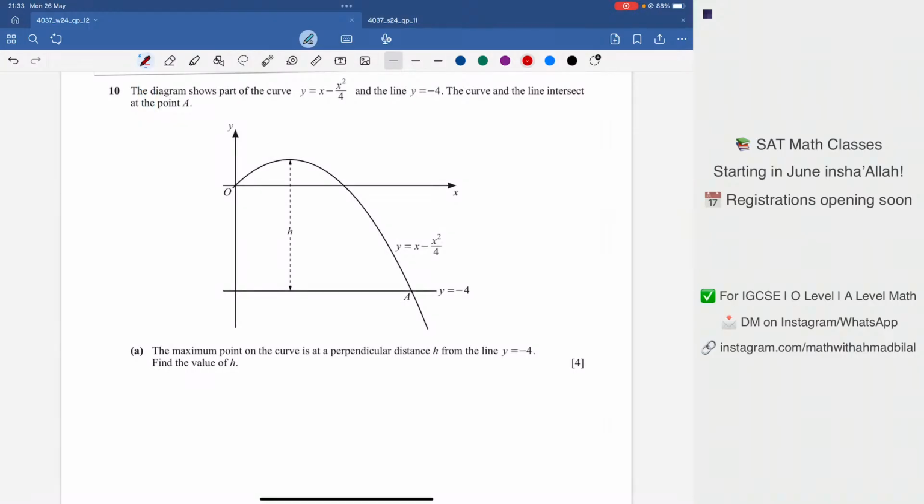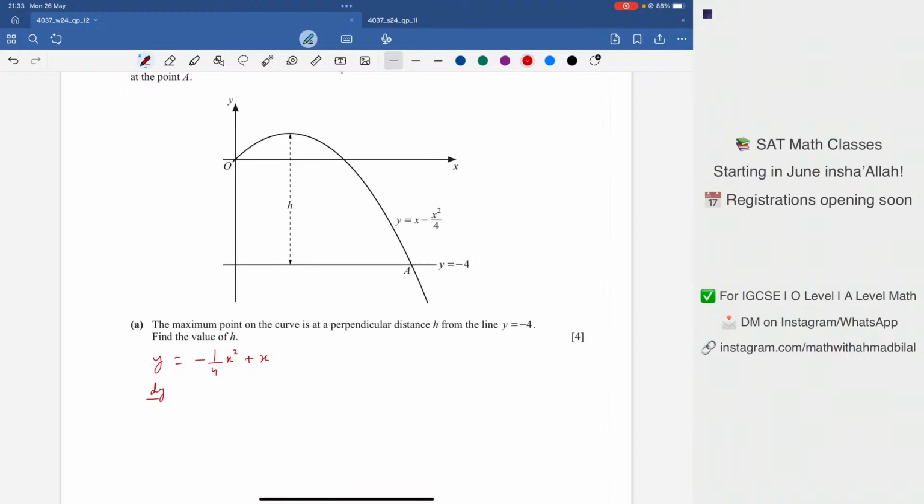Right? Let's do that. So the function is y equals, let me write it like this, minus x squared over 4. I could say that's minus 1 over 4 times x squared plus x. That's the function. Let's find the derivative for this, dy over dx, and see what that turns out to be.